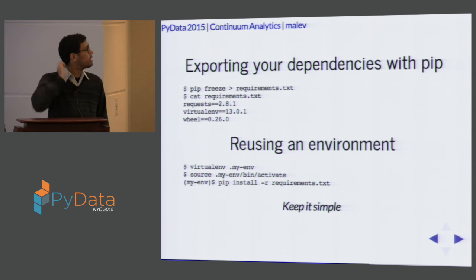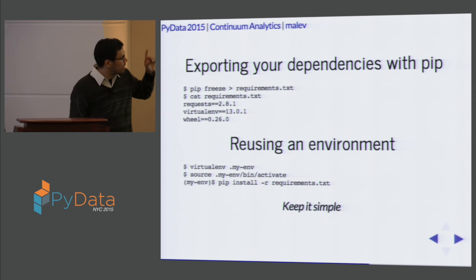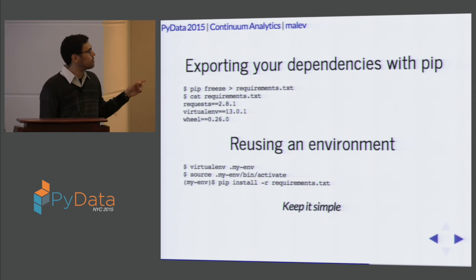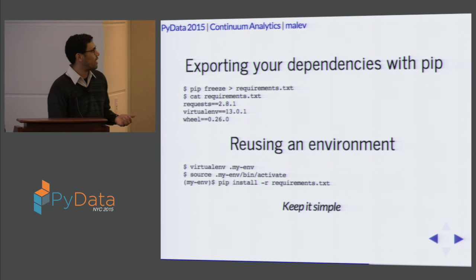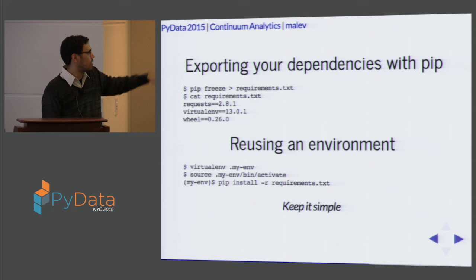So, in the case of pip, how do we grab all the dependencies that we are using, and how can we share them? There's a subcommand called freeze. We basically call pip freeze, point that to a file, and we end up with the whole list of dependencies.